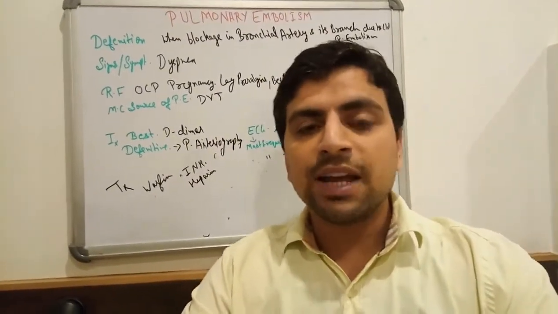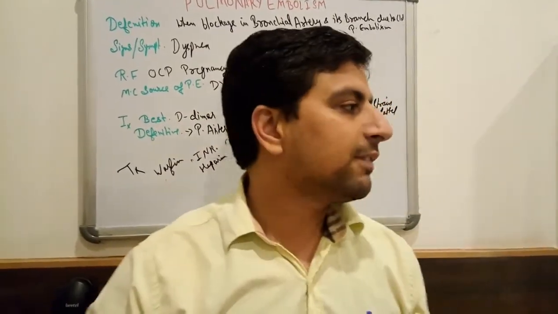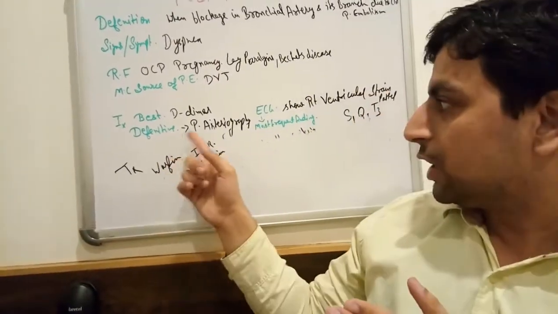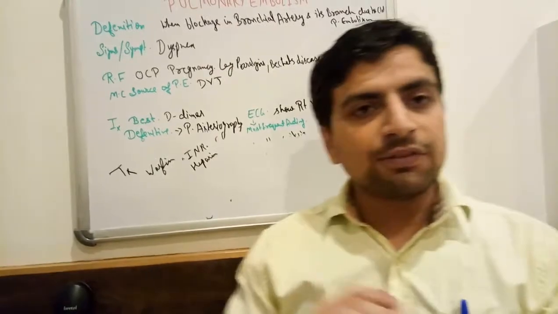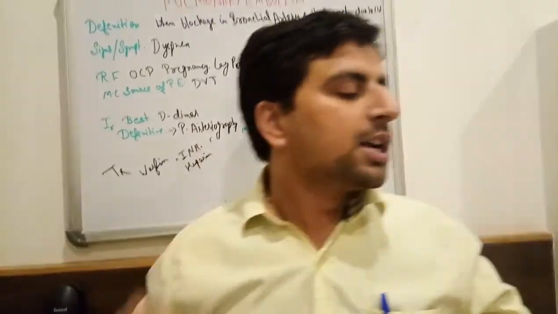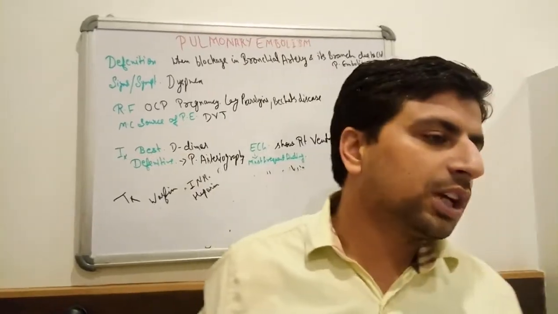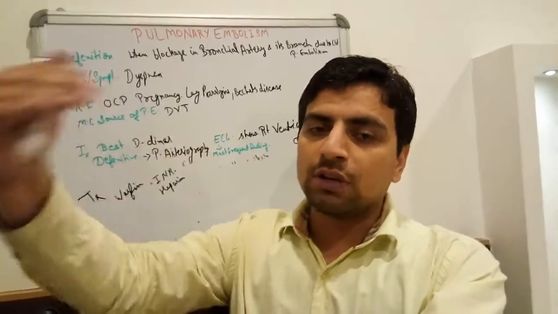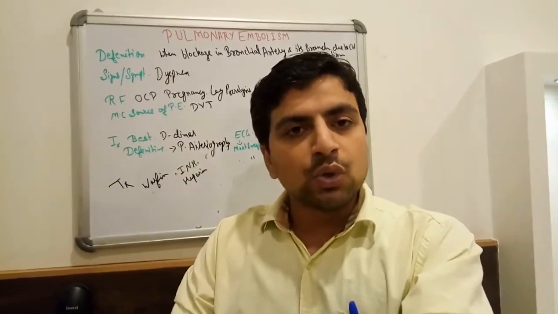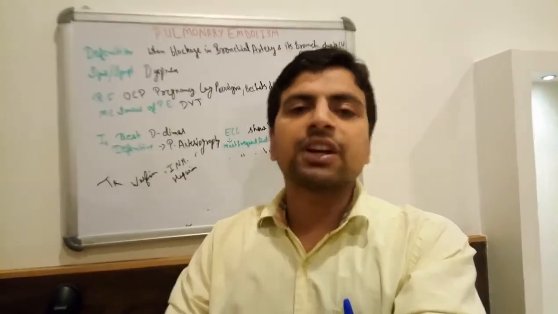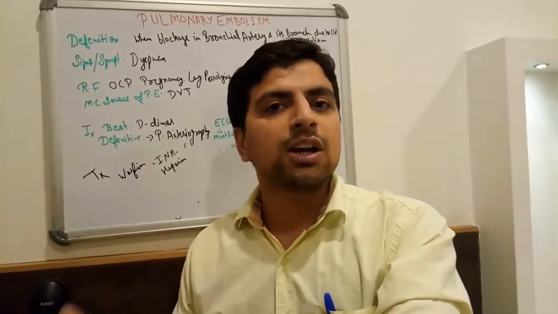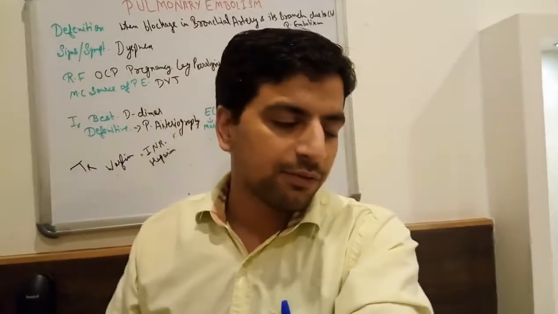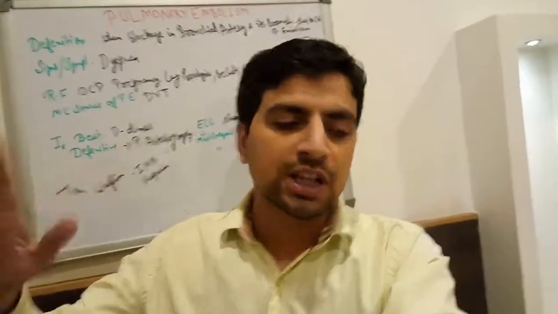So I already explained Wells criteria. Remember, my dear friends, if less than 4 points, I already told the classification here. If less than 4, then we can go for D dimer. If D dimer is negative, no need to do anything. If D dimer is positive, we need to go for further investigations, and it comes under more than 4 criteria. So we need to do a spiral CT, and after that we need to do pulmonary arteriography, angiography. So repeatedly asked: what is the best initial test? D dimer. If D dimer is negative, think about another disorder.